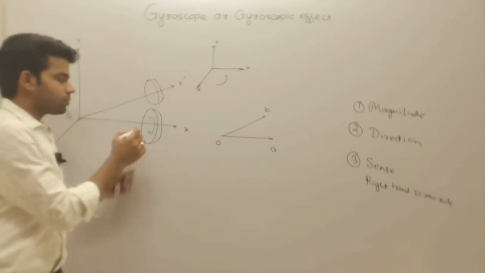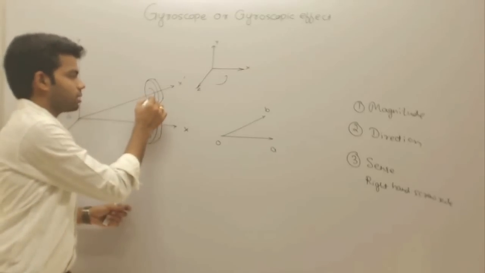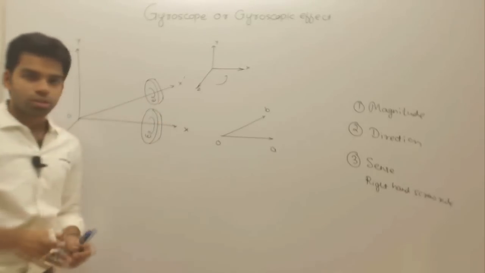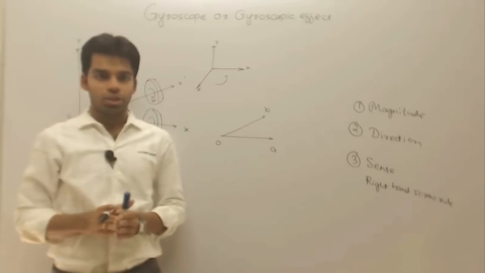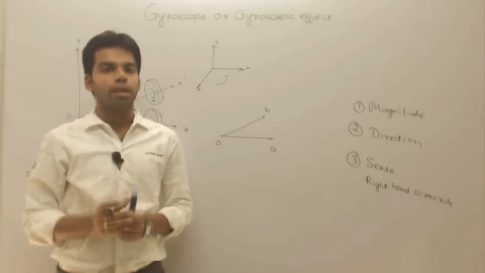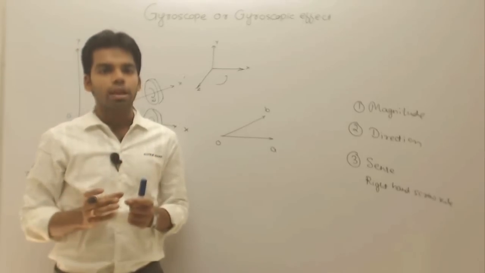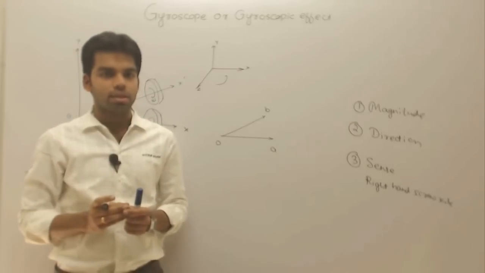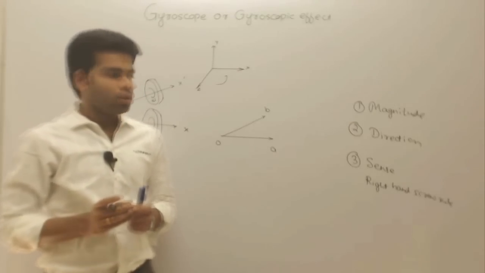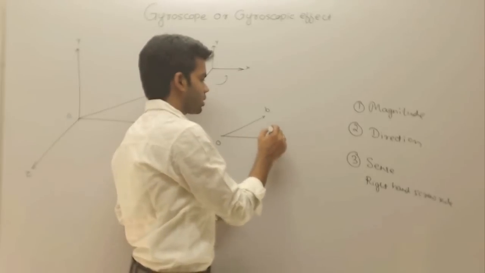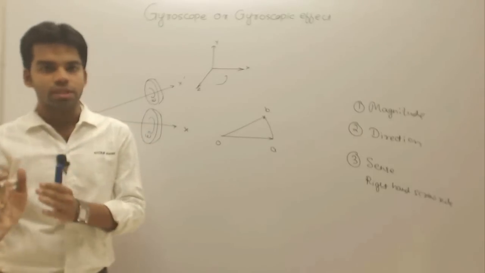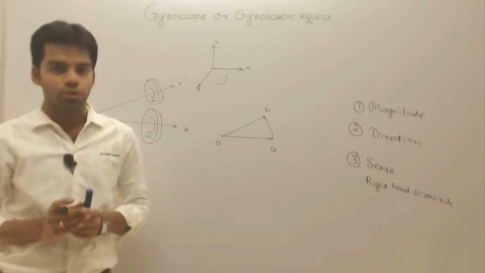Now what will happen if the angular velocity remains the same as omega? There is still a change in direction, and because of this change in direction there will be an angular acceleration, and that angular acceleration will act along the third perpendicular axis, that is, along the z axis. So there will be an angular acceleration acting because of the change in direction of angular velocity.